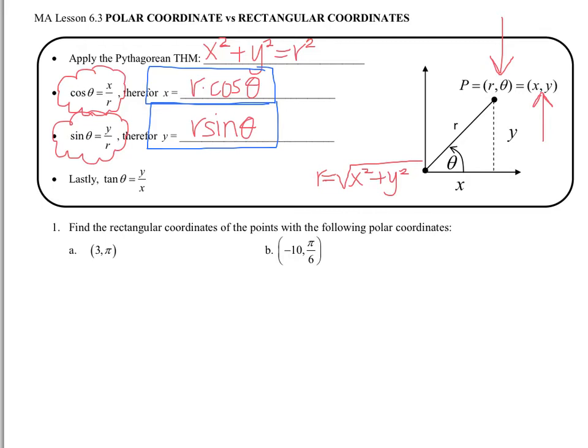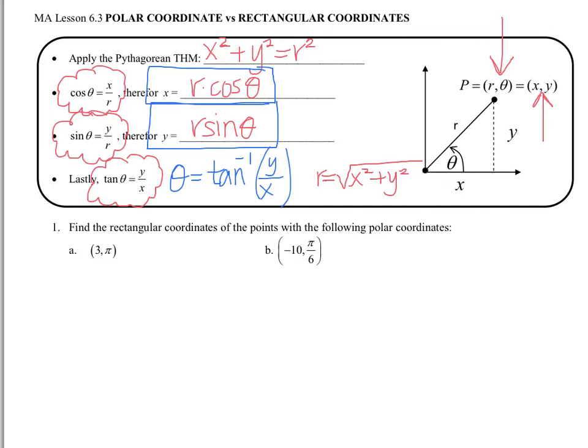Lastly, if you look at the tangent of this angle, y over x, if you're trying to solve for theta, theta is going to be equal to the inverse tangent of the ratio y over x. So I have 5 equations here. These 5 equations are going to help me work back and forth between r, theta, x, and y. All right, let's look at the first problem.